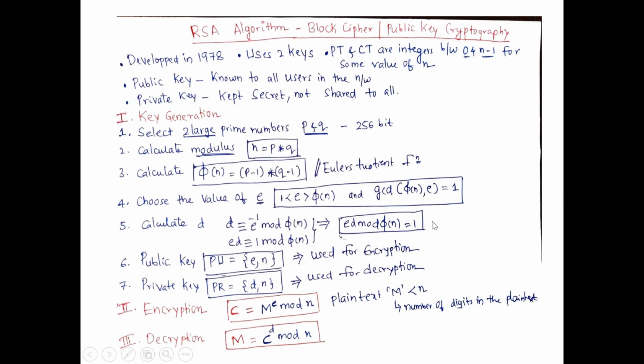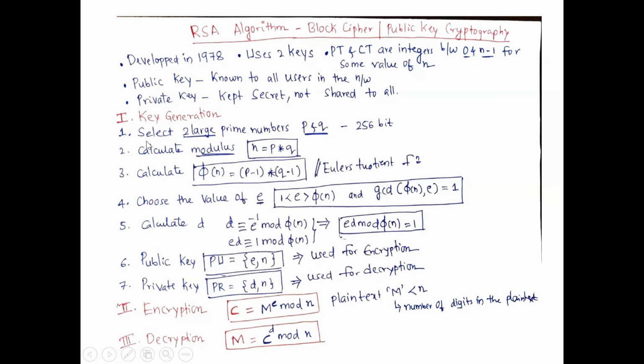So therefore, how to calculate the value of D: E into D mod phi of n is equal to 1. Once you have integers E and D, then you generate the public key, which is nothing but public key PU equals E comma n, which can be used for encryption. E is the encryption key with respect to modulus value n. For the private key, we'll be using D with respect to modulus value n, which is used for decryption. So the first part is key generation. In order to generate the public key and private key, this is the procedure.